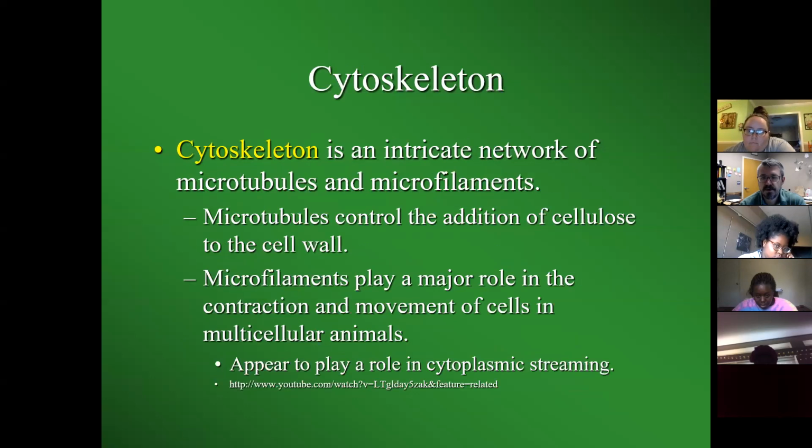Whoops, there we go, cytoskeleton. So the cytoskeleton is a network of microtubules and microfilaments. Microtubules control the addition of cellulose to the cell wall, and microfilaments play a major role in the contraction and movement of cells, if you're an animal cell. We don't, of course, do that in plant cells because they don't need to be moving. They're fairly stationary, not completely, but fairly. So what plants do is they use them for something called cytoplasmic streaming. And let me see if I can get this pulled up to show you.